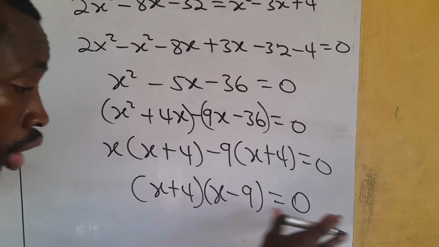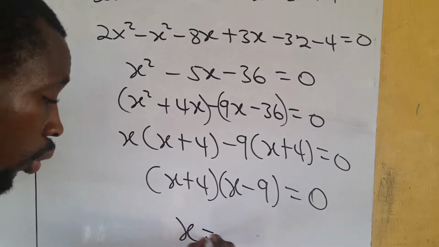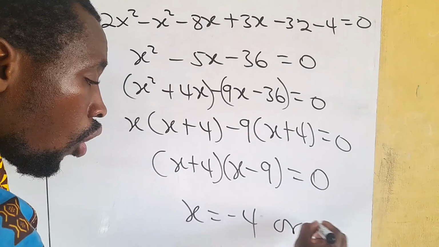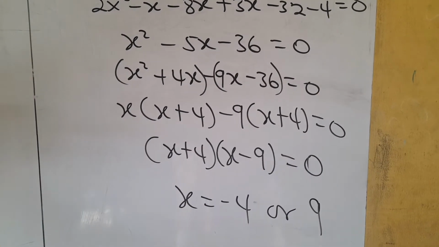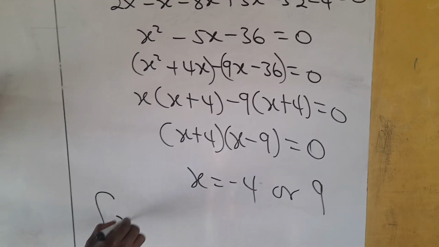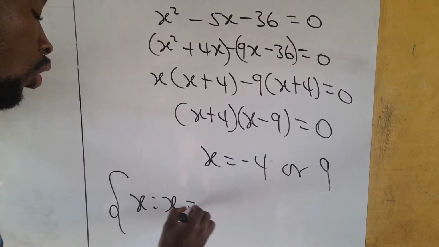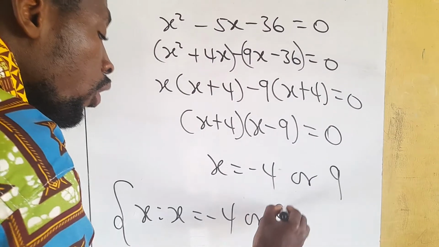So we take each of them, equate it to 0. We get x to be negative 4 or 9. So since the equation says we should find the true set, we say x is such that x is equal to negative 4 or 9.